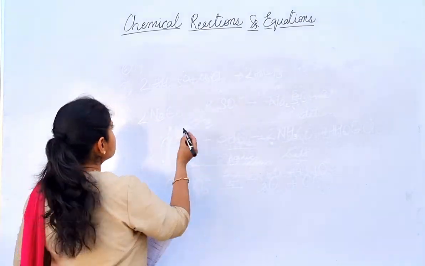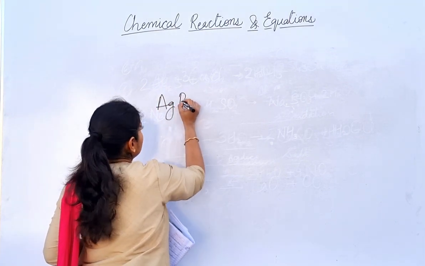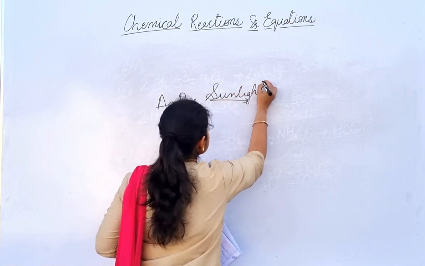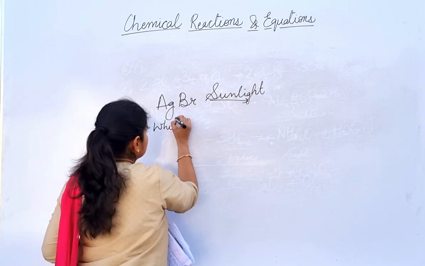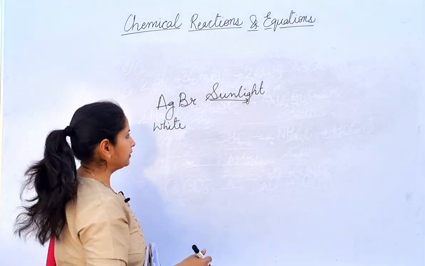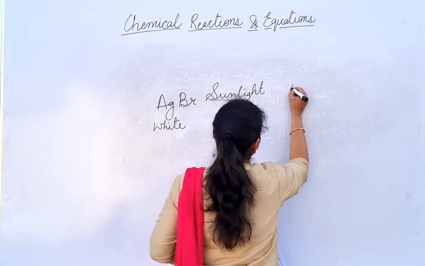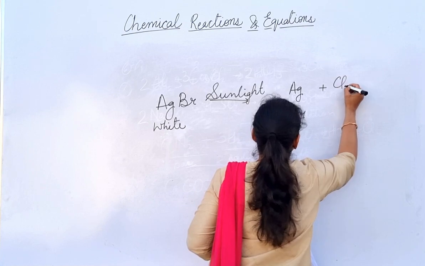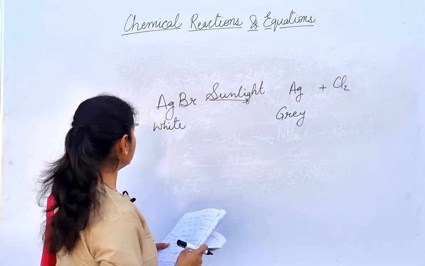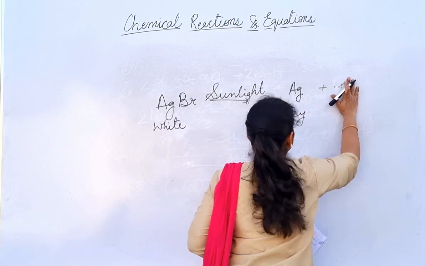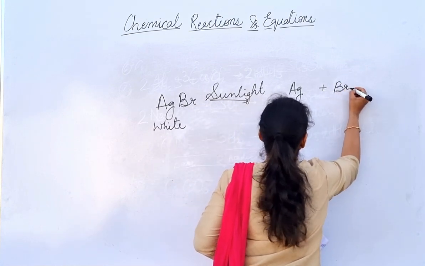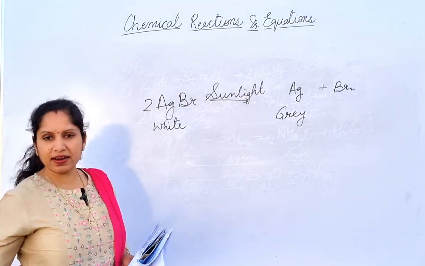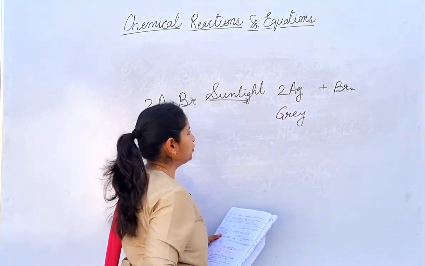So what we have taken is silver bromide, AgBr. Then when we expose it to sunlight, this silver bromide is white in color. Similarly, silver chloride is also white in color. When exposed to sunlight, it forms silver that is gray in color and forms chlorine gas. To balance, silver bromide we have taken, so what will be formed is bromine. Now to balance it, we have to make it 2 AgBr because 2 Br atoms are there, and here we have to multiply it with 2.